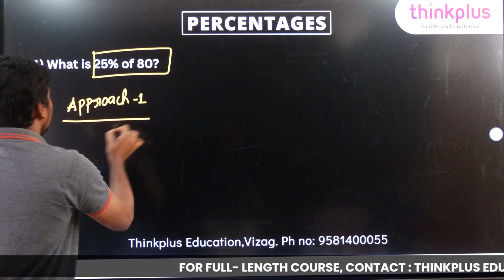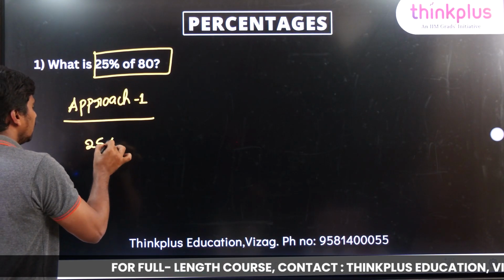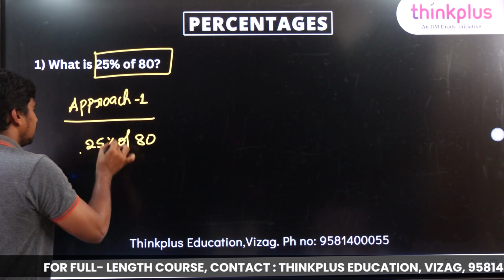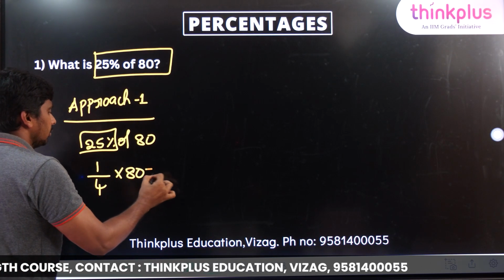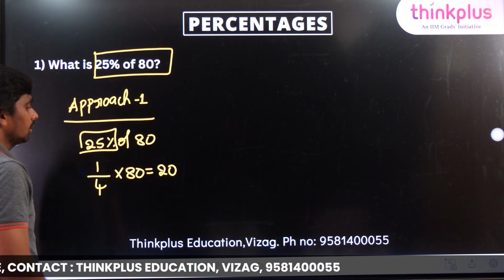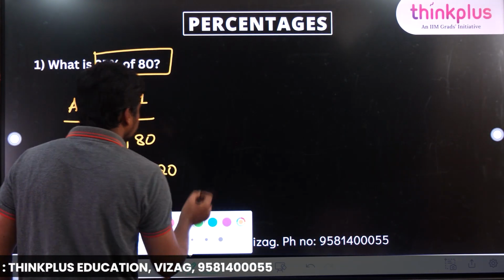25% of 80. If you know the fractional value, you can simply write it. What is the 25% fractional value? 1 by 4. What is of? Into 80. What is the answer? 20. So let's look at approach 2.